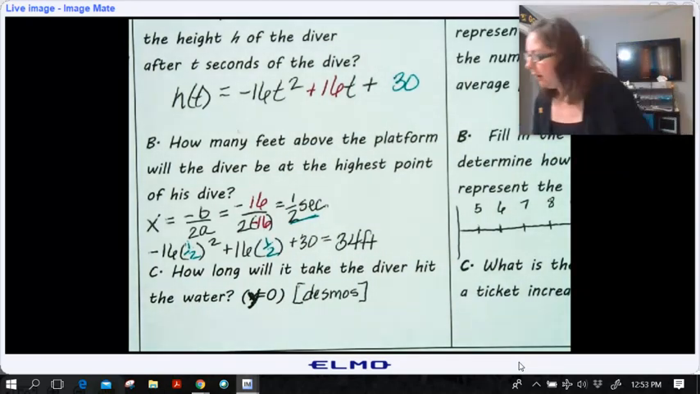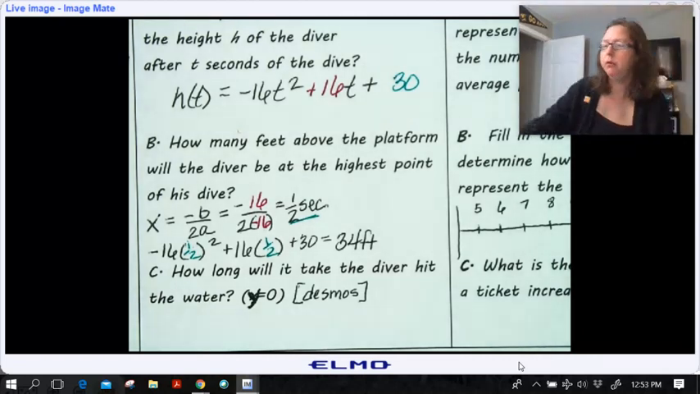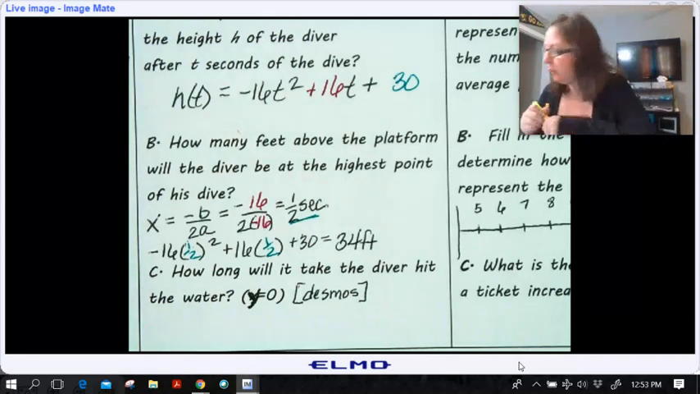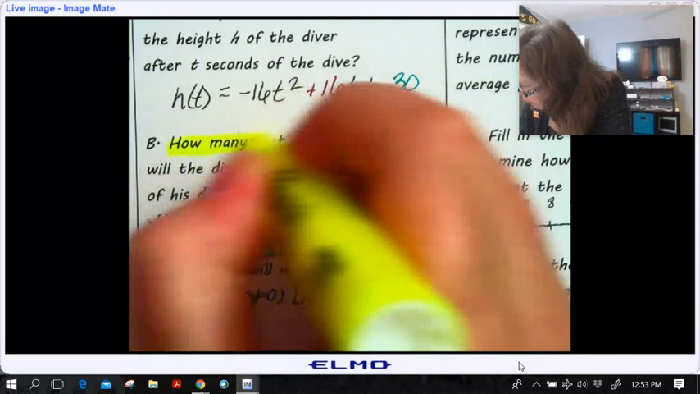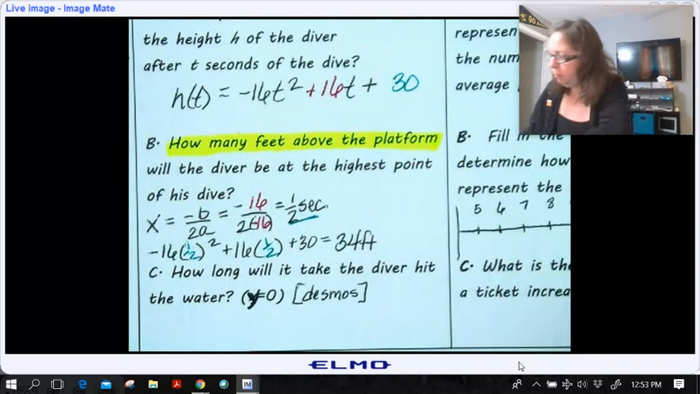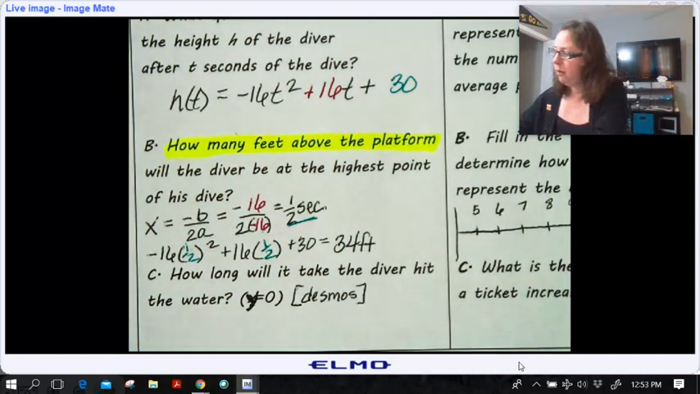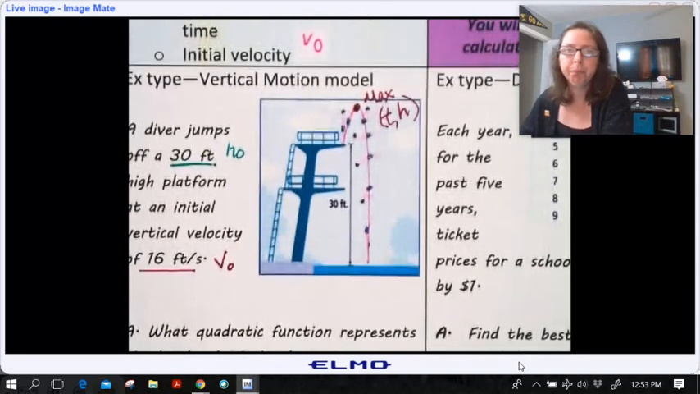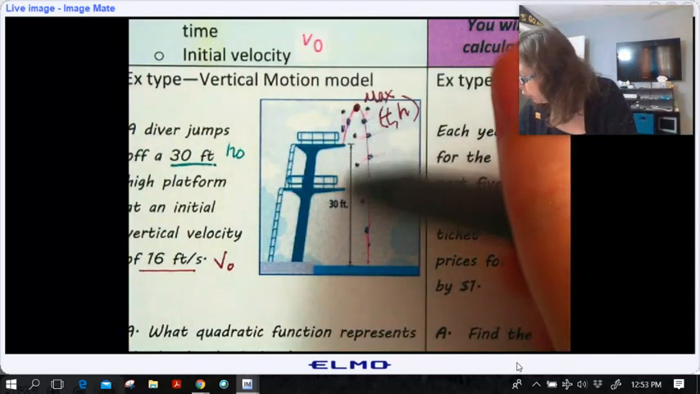34 feet. Now here's an interesting question that we have to pay very close attention to. How many feet above the platform? Above the platform. So let's come take a look at this picture again to help us figure this out. How many feet above the platform is he? Well, the platform is 30 feet.